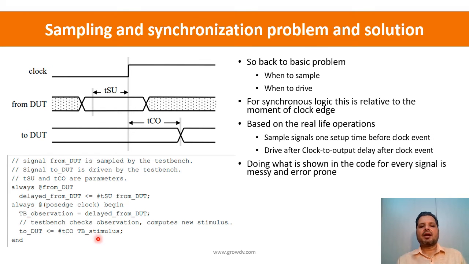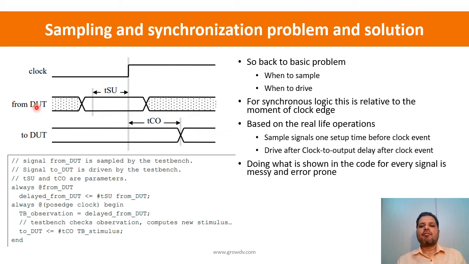And whenever we are driving, let's say the to DUT is the signal that we are driving, with respect to this clock edge, we will create a to DUT signal which will be delayed by TCO, and we will be assigning the TB stimulus. So we have generated a TB stimulus and we are sampling it, but the value that we are sampling will appear on the to DUT, which is the actual signal that goes out to the DUT, only after the TCO.